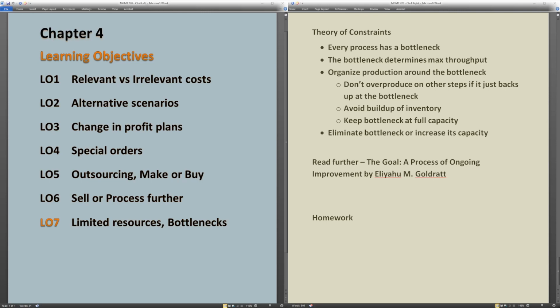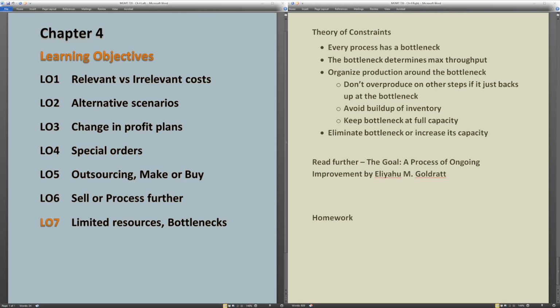So what do industrial engineers do about a slow process? Well, first of all, they don't overproduce in front of it. In other words, that would just create inventory that'll be stacking up and waiting and not being able to get through the bottleneck.